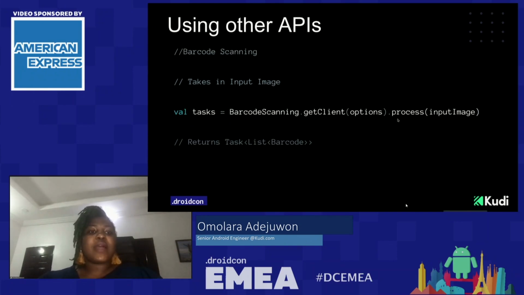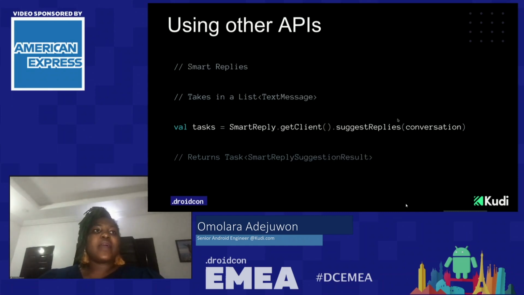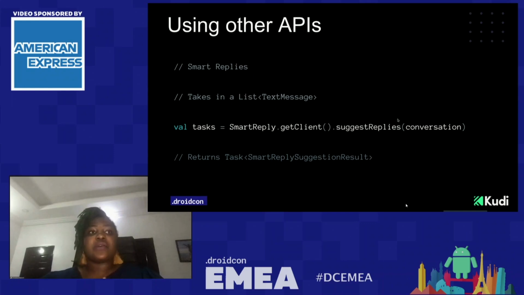And also we have barcode scanning, which returns a list of barcodes. Then we have language identification, which returns possible languages and all that. And then we have smart replies, which returns a list of suggestions. You can display that on the screen or as your use case allows.